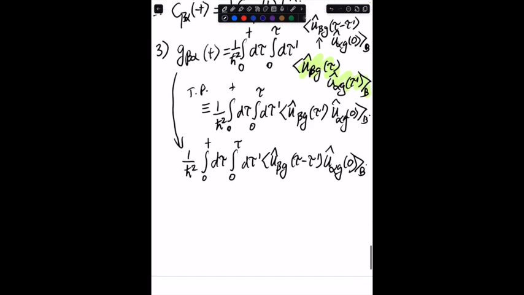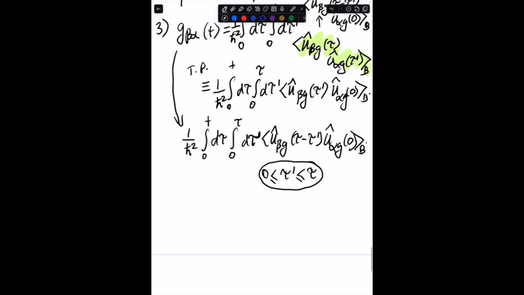What you can do is realize that tau prime lies between 0 and tau. So it's just an integration variable which lies in this bound. So I can introduce a new variable, call it tau double prime, and make it equal to tau minus tau prime. So what that means is that tau prime is equal to tau minus tau double prime.